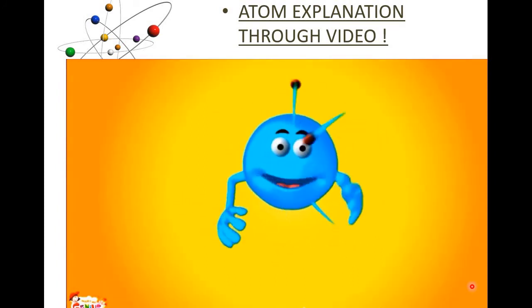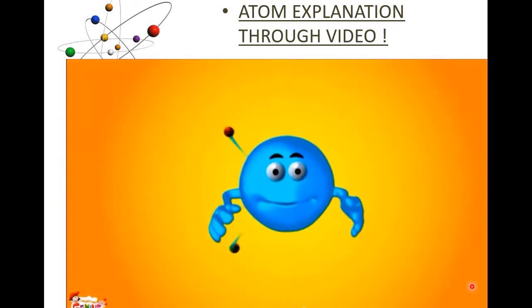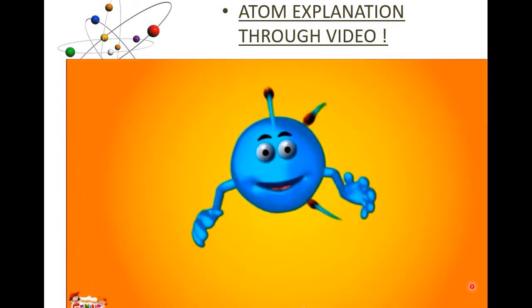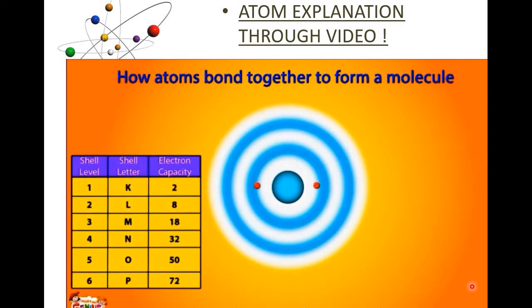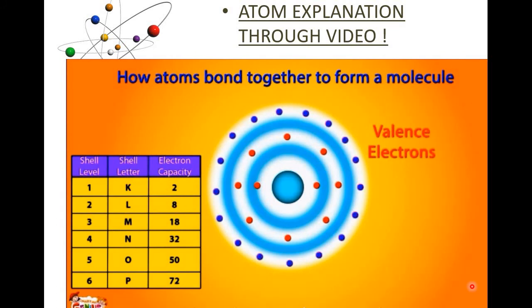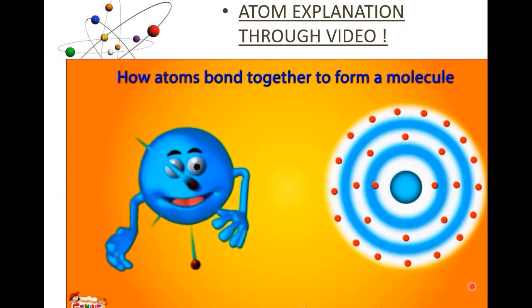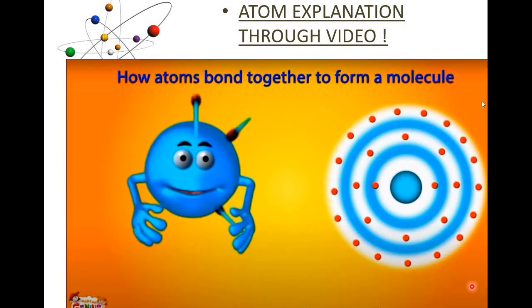Now let me explain how we atoms bond together to form a molecule. It's just like the letters getting together to form a word. Electrons keep moving in shells outside the nucleus. Each shell contains a fixed number of electrons. The first shell can have 2 electrons, and the second can have 8 electrons. The third can hold 18, and the fourth can hold up to 32 electrons. The electrons in the outermost shell of an atom are called valence electrons, and the outermost shell is called the valence shell. Atoms bond with other atoms to form a molecule with these valence electrons in the valence shell.